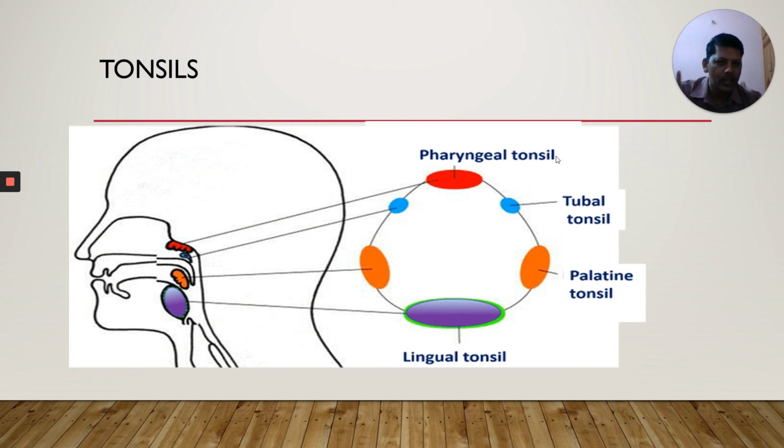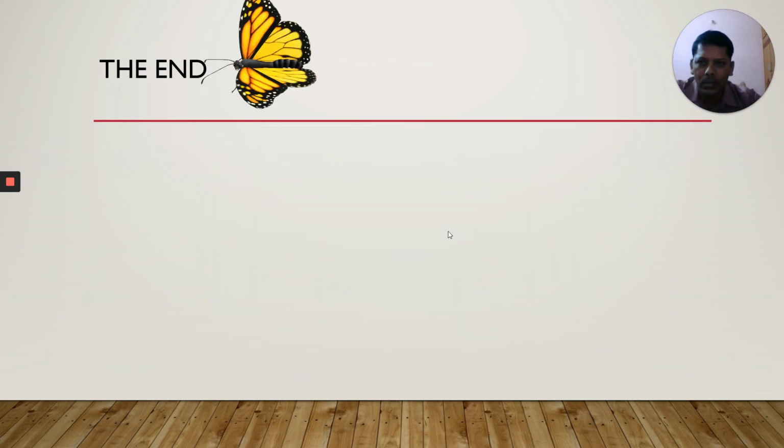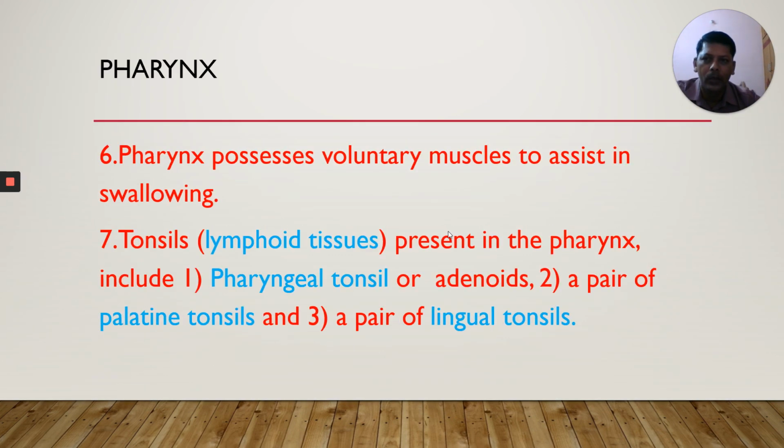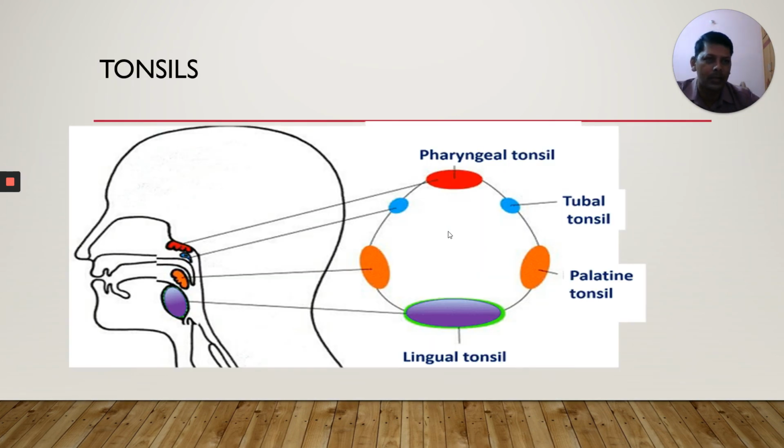Pharyngeal tonsil one in number, tubal tonsils one pair, palatine tonsils one pair, lingual tonsils one pair. These are paired tonsils, and this is the unpaired tonsil. This ring is called Waldeyer's ring. Inflammation of these tonsils is called tonsillitis.